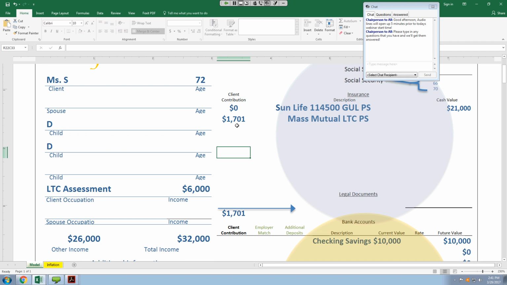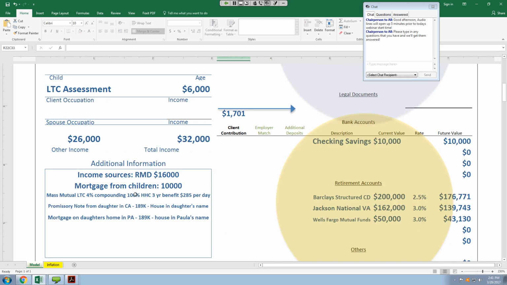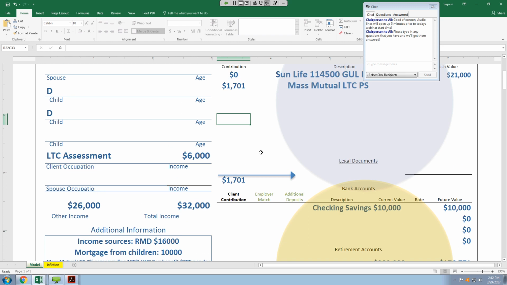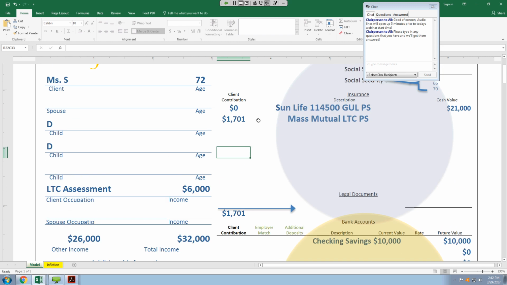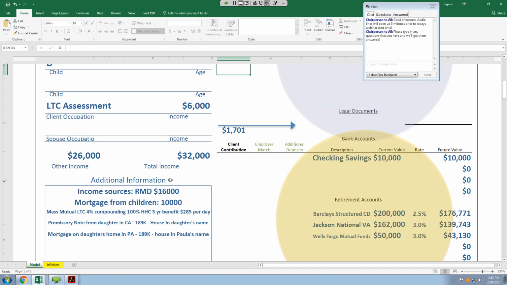If we can supplement it, that's fine. But I think she's got a lot of benefit here. 4% compounding, 100% home health care, 3-year benefit. Yeah. So this is a Cadillac plan, guys. Absolute Cadillac plan. So you don't want her to lose that. But if they start saying, hey, look, your premium is going to go from $1,700 a year to $3,400 a year, it's going to double, then they'll say, hey, look, maybe we'll reduce the compounding portion, or maybe we'll reduce the $285 a day benefit. $285 a day, what is that? 285 times 365? $100,000? Yeah.